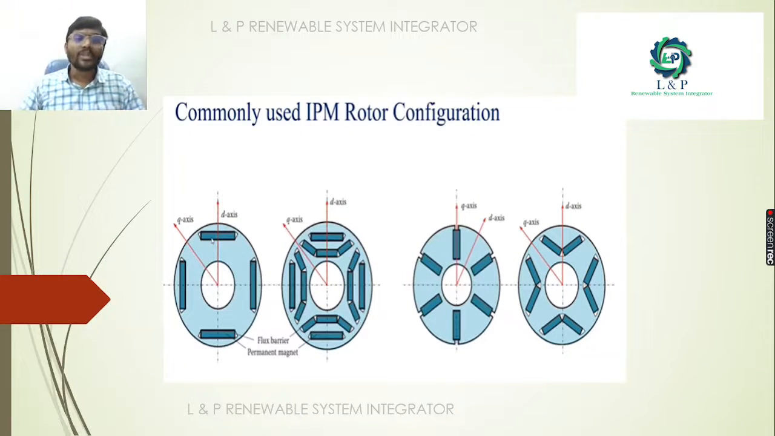What are the commonly used industrial permanent magnet rotor configurations? So when you see here, these are the different configurations of permanent magnets which are used for the motors.